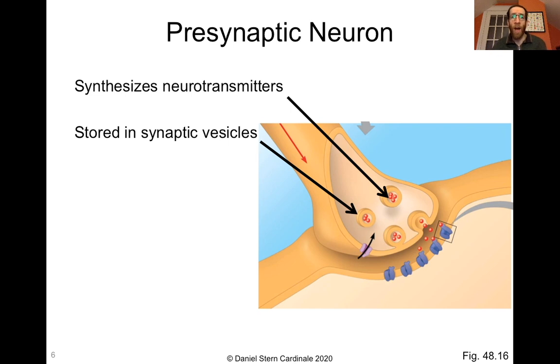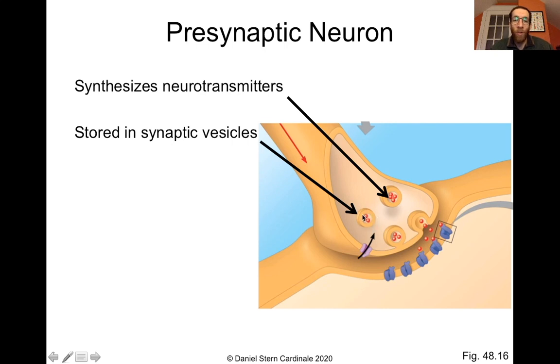The first thing that has to happen before the cell is even going to transmit anything is you need to synthesize neurotransmitters. Neurotransmitters are going to be made all the way up in the cell body. That's where the nucleus is, that's where the ribosomes are, so the neurotransmitters are made all the way up here, and it can be really far away. They are then stored in synaptic vesicles. So here we have these little vesicles for storage that contain neurotransmitters. Those are called synaptic vesicles.